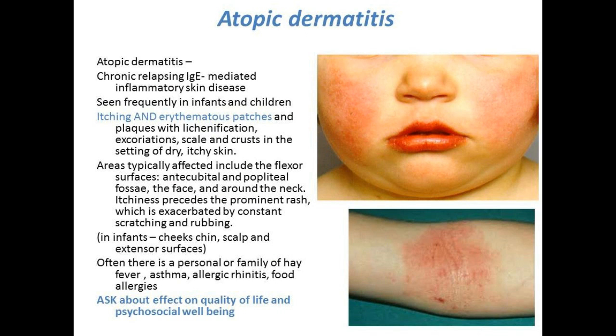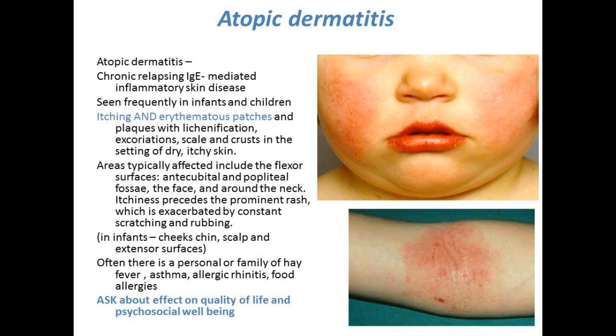So atopic dermatitis is a chronic relapsing IgE-mediated inflammatory skin condition. It's very common, so you would have come across this previously. It's seen mostly in infants and children. What you get is itching and erythematous patches and plaques. Those plaques could have lichenification, excoriation, scales, and crusting with dry, itchy skin, and that shows it's much more of a chronic cause.